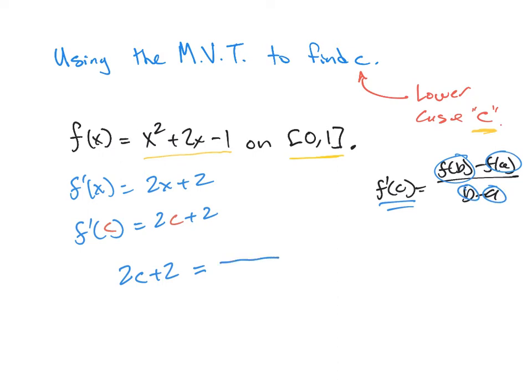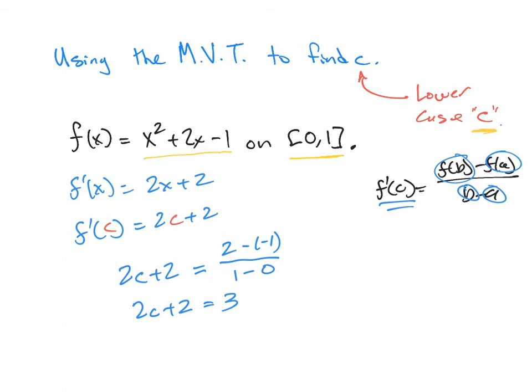So f of b happens when you plug 1 into our function. So f of 1 is going to be 1 plus 2, which is 3 minus 1, which is 2. And f of 0 is 0 plus 0 minus 1, which is negative 1. So 2 minus negative 1 in the numerator. And then in the denominator, it's just going to be 1 minus 0, because b minus a. So I have 2c plus 2 equals 3 over 1, which is 3.